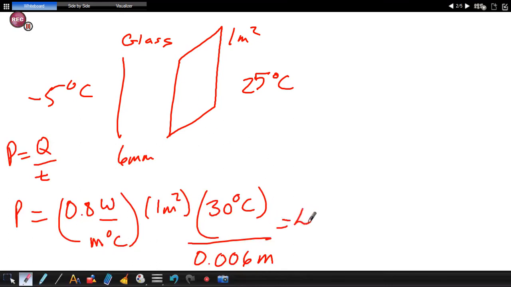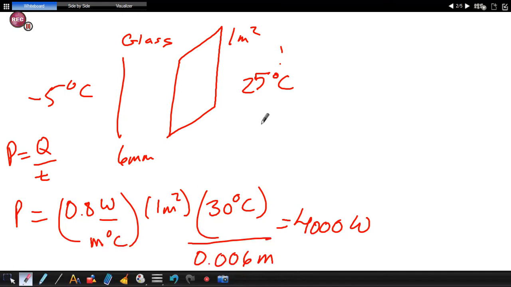lucky numbers, 4,000 watts. So what I want you to imagine here is, you know what a microwave is like, or a hairdryer, something that's about 1,500 watts. Imagine having 3 of those running nonstop. That's what this house that's at 25 degrees Celsius has to do for the energy to go out into the environment at -5 degrees Celsius.